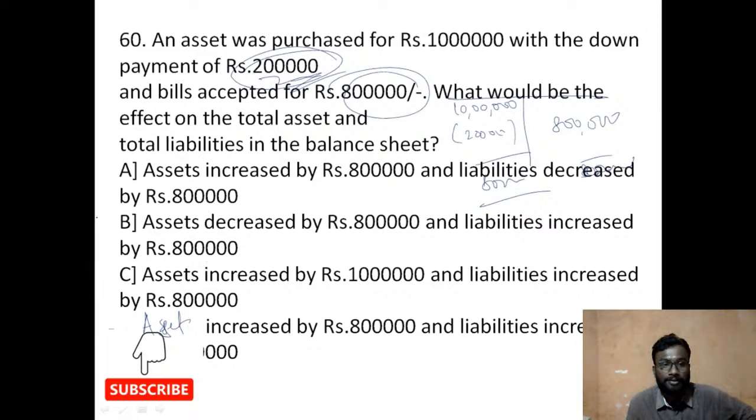So option B is the right answer. Assets decreased by 8 lakhs and liabilities increased by 8 lakhs. Very good.